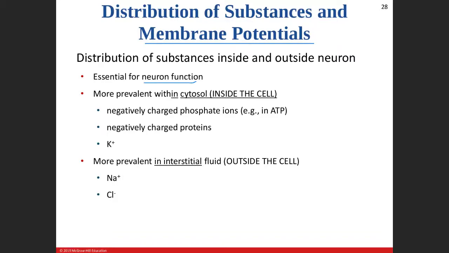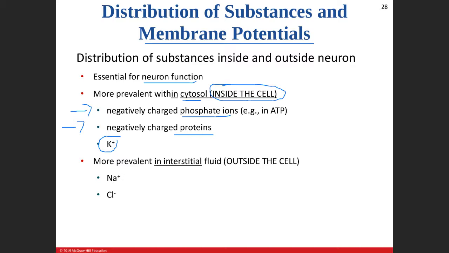So let's start off with the first part here, the cytosol. What's inside the cell? You heard me say banana floating in the ocean. The banana is the cell. So we definitely know that inside the cell we see potassium, right? But I mentioned two other things here. Negatively charged phosphate ions and then negatively charged proteins.